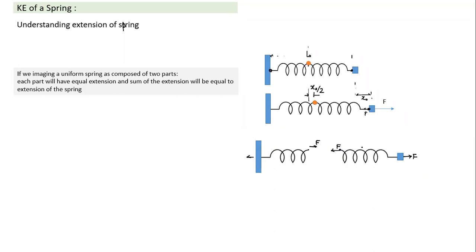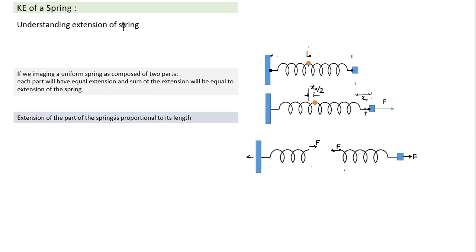Now I have divided the spring into two parts. Both are identical. So whatever extension this part has, this part also has to have the same extension. Since the entire spring had an extension of X naught, this part of the spring has an extension of X naught by 2, and this also has an extension of X naught by 2. So if one full spring is visualized as two equal parts, each part will share that extension or displacement, force remaining the same. That's how a spring behaves.